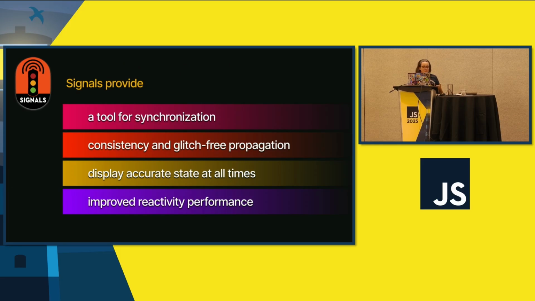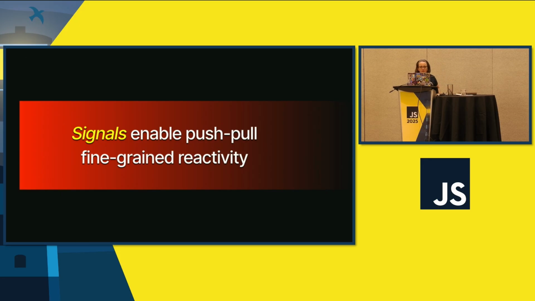They provide a tool for synchronization and to get us to that consistent and glitch-free propagation, right? We don't want to have to refresh things to get the right state. They also display the accurate state at all times. So when you make a change in your cart, it's automatically reflected in the DOM and the other places as well. This is improved reactivity performance. We don't have to figure out how to chain together observables or anything like that. So signals enable push-pull, fine-grained reactivity.